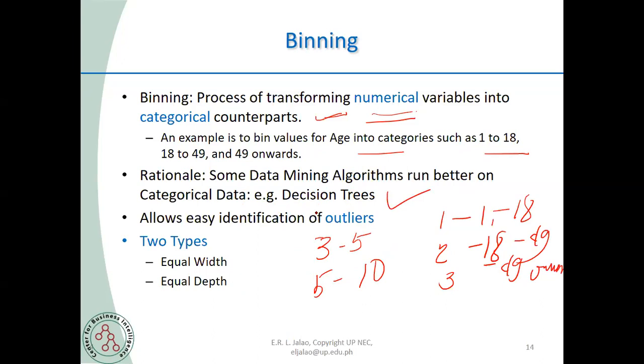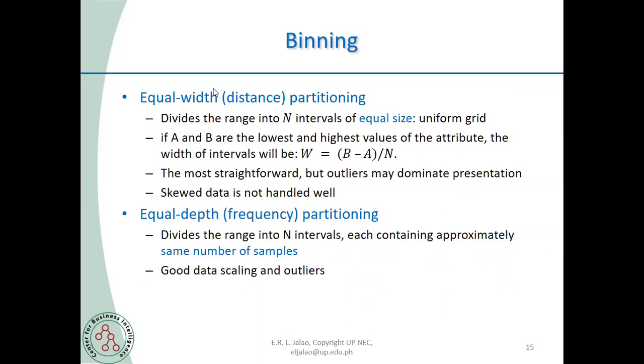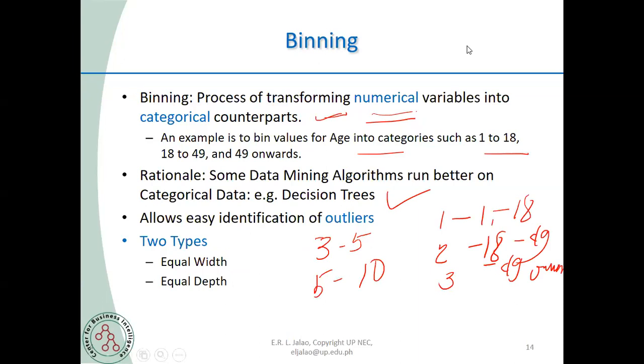So the rationale is that some data mining algorithms run better on categorical data, for example, decision trees. So yun nga, yung sinabi ko na sa inyo, yung decision tree natin, pabaliktad, right? Imbes na yung roots niya nasa baba, yung roots niya is nasa taas. So pabaliktad siya. Binning also allows easy identification of outliers.